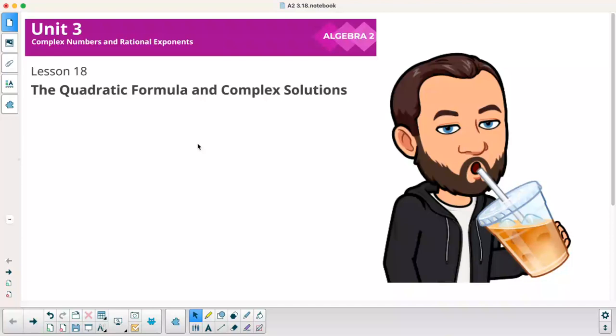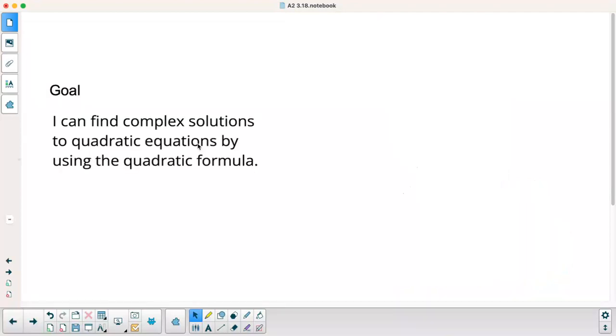Okay, Algebra 2, Unit 3, Lesson 18 is called the quadratic formula and complex solutions. Goal today: I can find complex solutions to quadratic equations by using the quadratic formula.